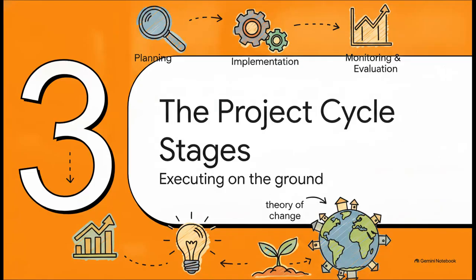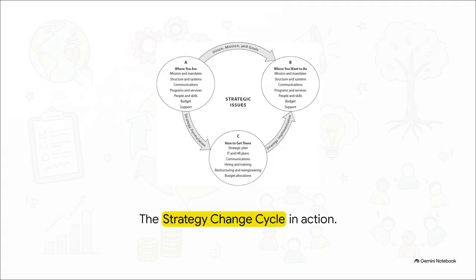All right, moving on to Section 3, the project cycle stages. So how does all this theory look chronologically on the ground? Well, these are the ABCs of strategic planning. A is assessing where you are now, taking a hard look at your current resources and structures.